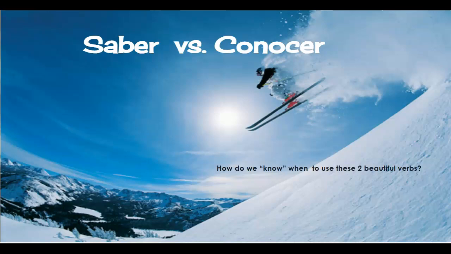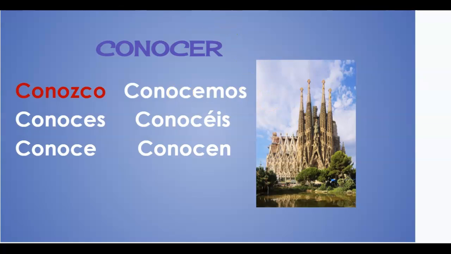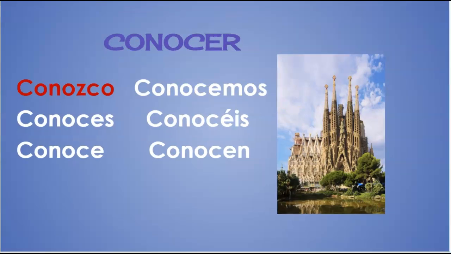Saber y conocer. How do we know when to use these two beautiful verbs? So our first verb is conocer. And it's pretty normal in conjugation. It just is a little bit weird in the yo form, where we add z right before the c. So you say conozco, conozco. That's just to make the C still say k when it's next to the O. It's just the way it is. So you just have to remember that that one is irregular in the yo form. Both of these verbs are irregular in the yo form, actually.